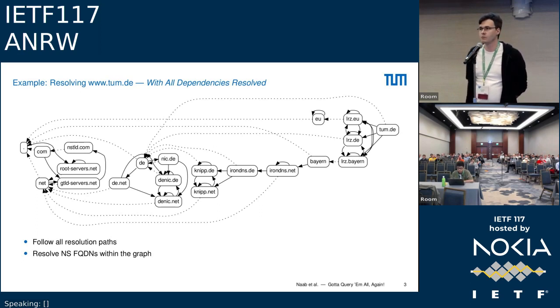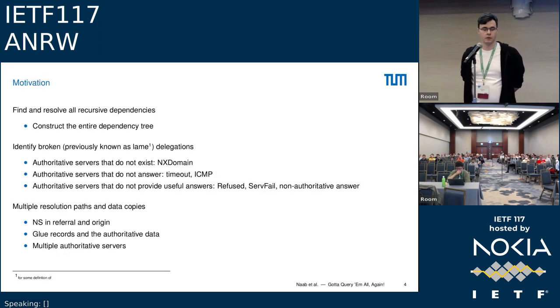For every name that we get in a delegation, in a referral, we're going to resolve it, and we're going to continue until we have no more names to discover, no more names to resolve. And then we have multiple resolution paths on how we can get to our answer, and also what can influence the answer. So what's the motivation? We want to find and resolve all recursive dependencies. We want to build the entire dependency tree so that we can figure out what can influence the name resolution.